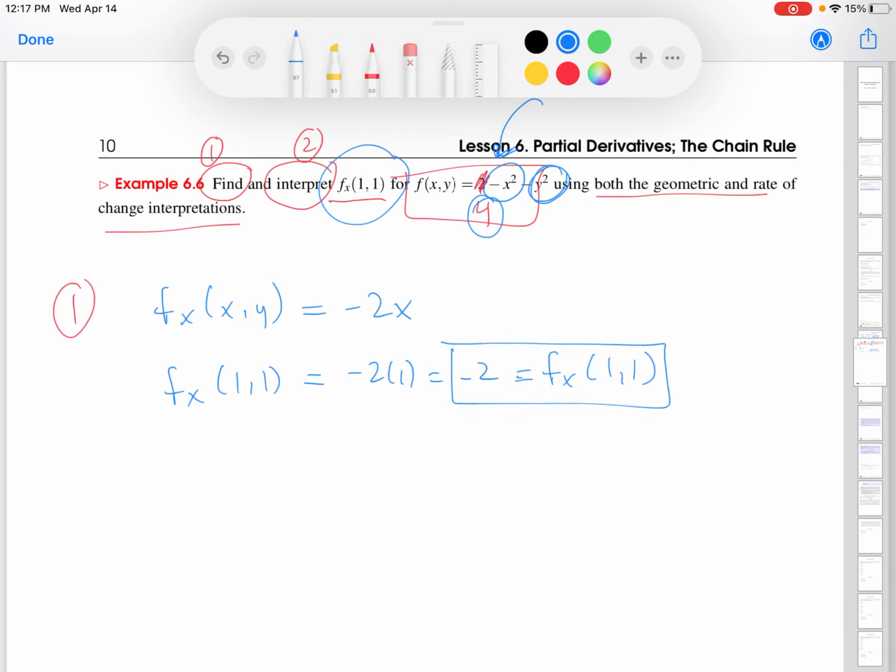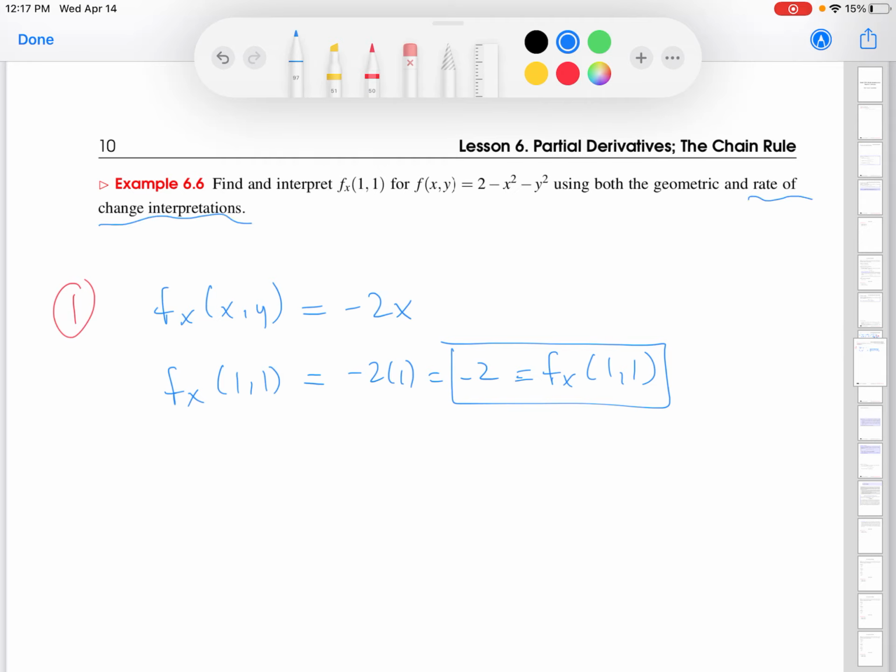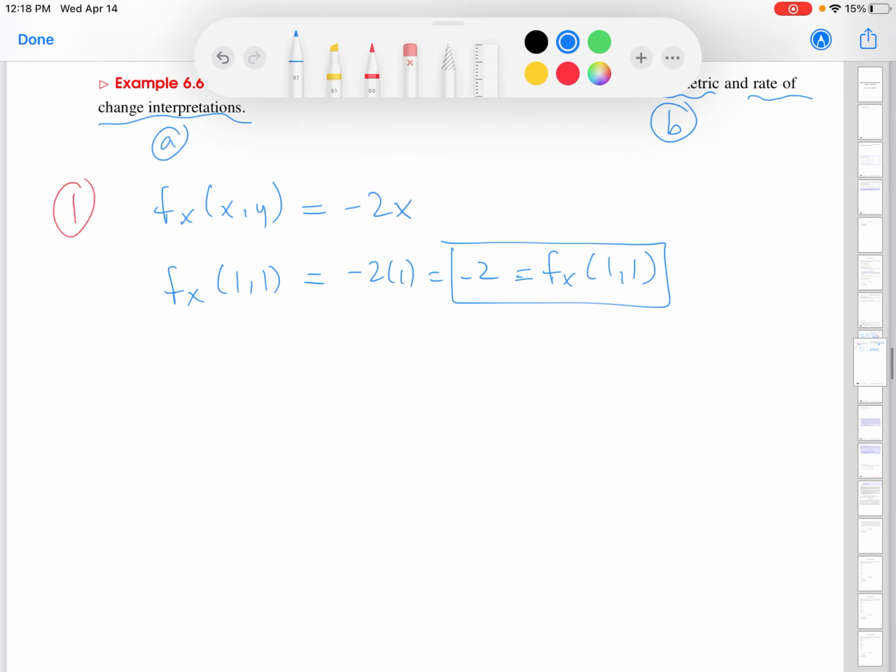Now, my job for the rest of the video is to help you interpret what this means in the context of this problem using these two interpretations. So let's do the rate of change one first. That is fairly quick. Let's call that A, and then we'll come back and do the geometric, call that B. The rate of change interpretation, so fx 1, 1 equals negative 2.